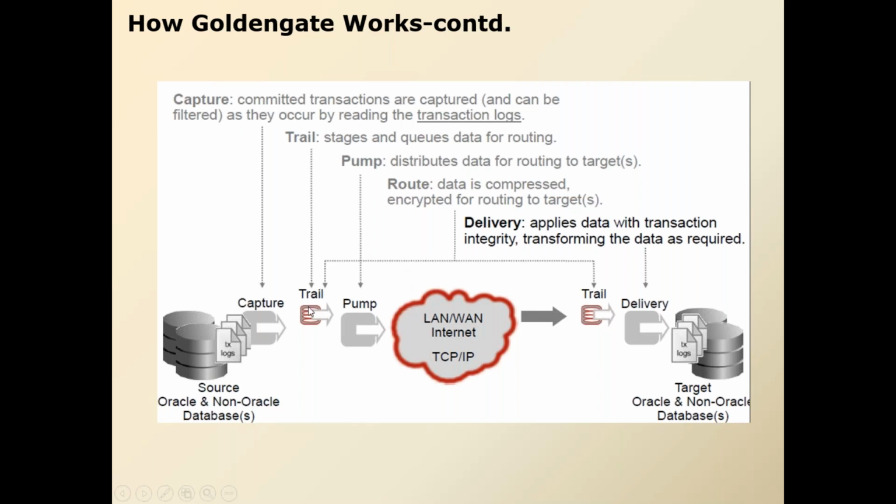The pump process doesn't transfer the trail file from source to target. It reads the data from the local trail, sends the data over the TCP/IP network, and writes it to the remote trail on the target database. So this is why GoldenGate is real time. It doesn't send the trail file, it sends the data which is there in the trail file from source to target.